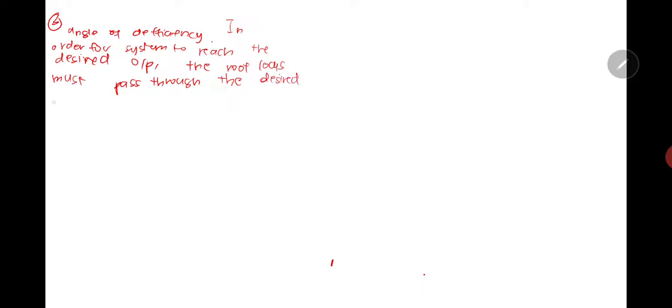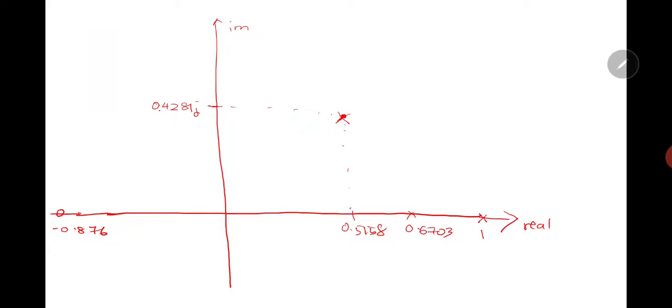which is the point that we have found just now, 0.5158 plus 0.4281j, the value of z that we obtain in step number 1. So in order for this to happen, the summation of the angle of the zeros minus the summation of the angle of the poles must be equal to plus minus 180 degrees. So to do this, you get the angle of the zeros and the poles. So we go back to our root locus sketch.